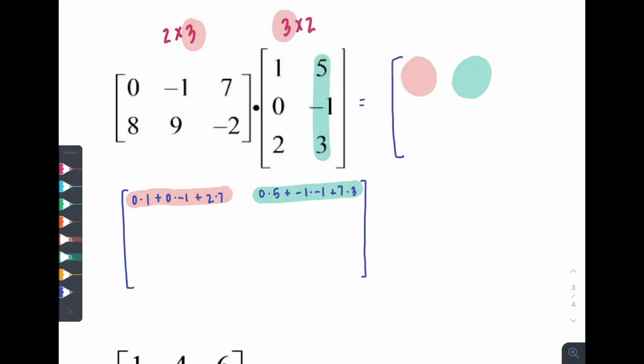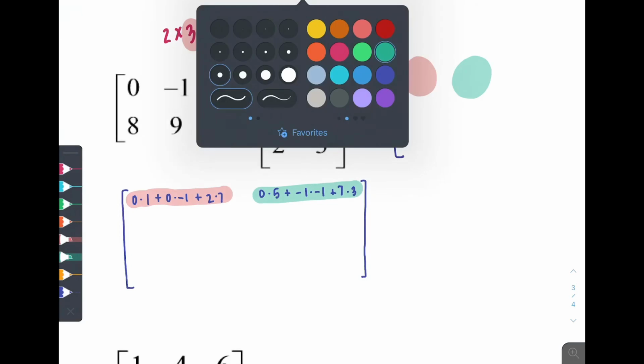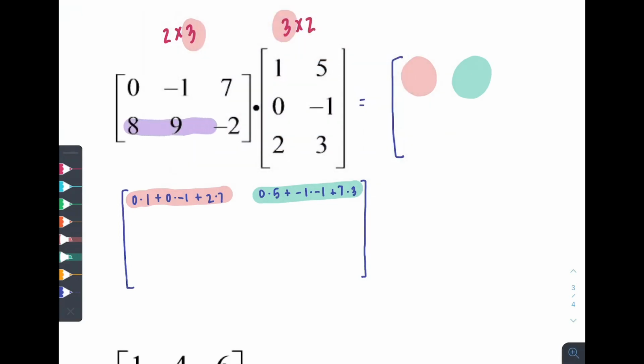Then I have to multiply my second row by my first column, and that answer is going to go right here. Okay, so we have 8 times 1, 9 times 0, and -2 times 2. We add all those together.